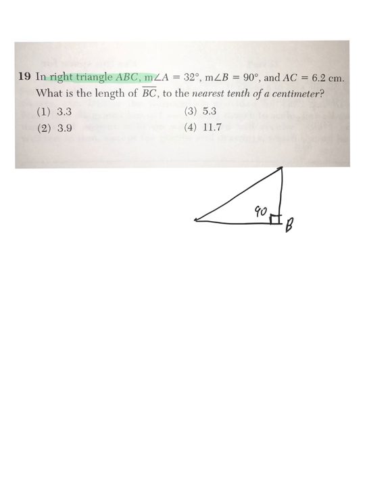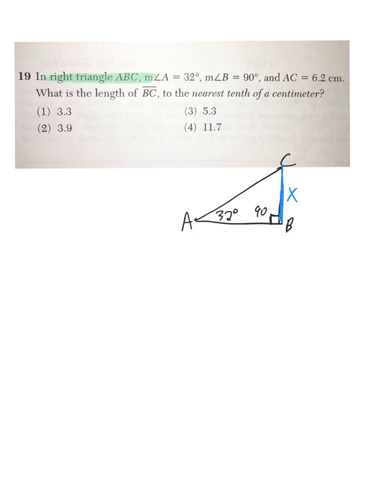A can go pretty much anywhere. I'll put it right here. That's 32 degrees, which means that C is right here. Then to finish your diagram, you're going to want to label what you're trying to find. In this case, they're asking for the length of BC, so we'll just call that X.